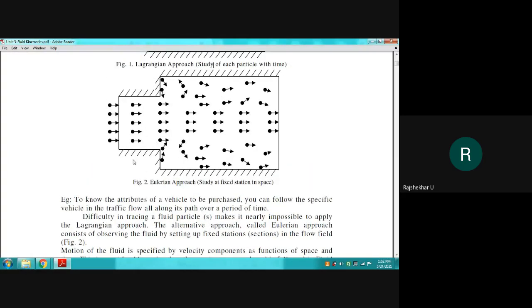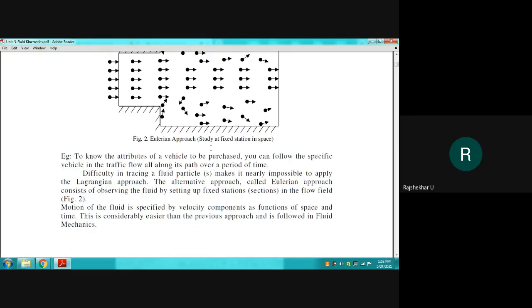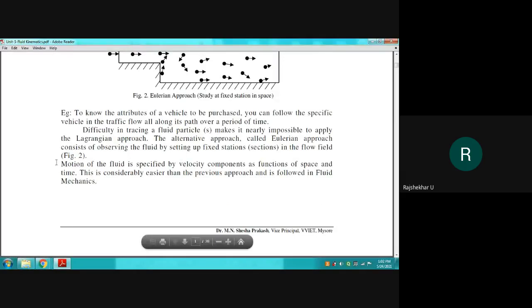You can take a section here, or here, or anywhere, and at that section you study the properties of the fluid, like what its velocity is and what its acceleration is. Motion of fluid is specified by velocity components as functions of space and time. So why is it a function of space and time?